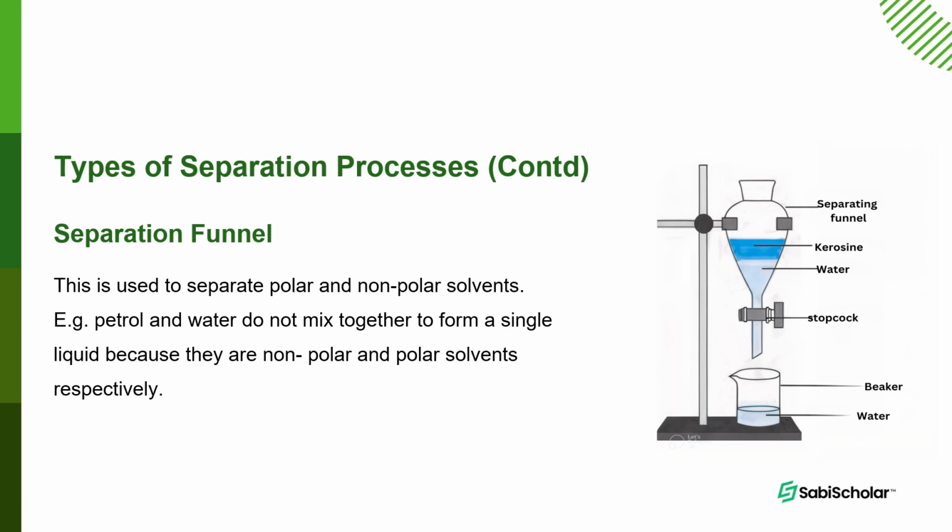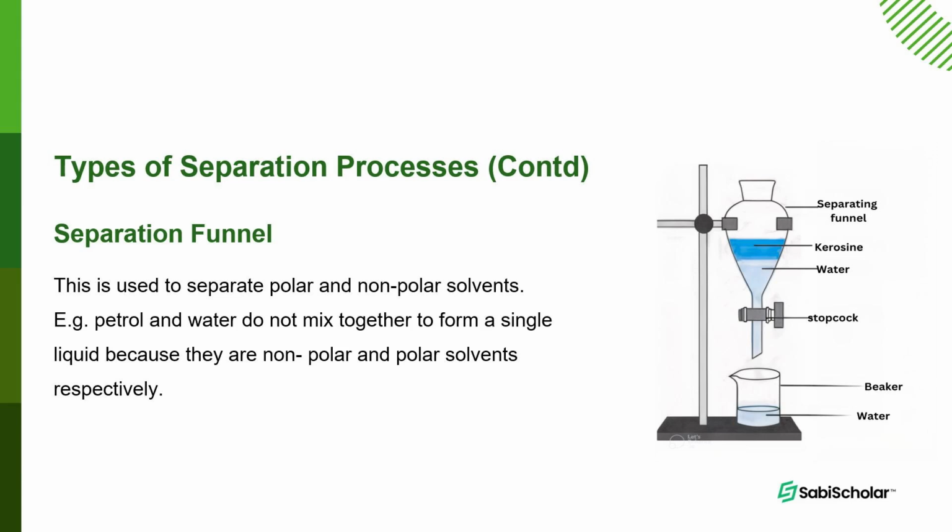For example, look at this diagram. We have kerosene and water. Water is denser, so it is below, and kerosene is less dense. So when you release your stopcock, the water will begin to flow down, leaving behind your kerosene. When you're done with water, then you can collect your kerosene separately.